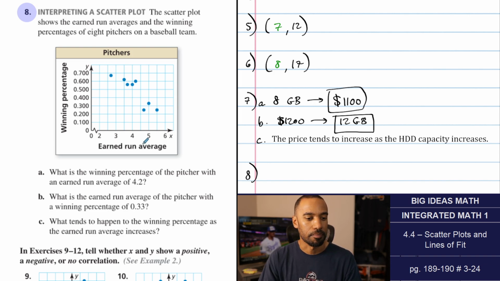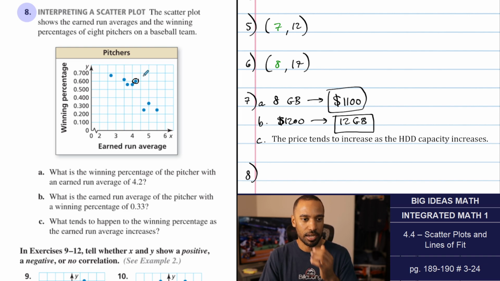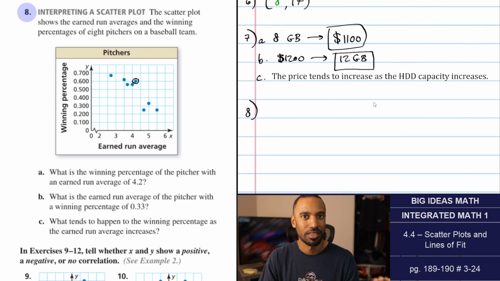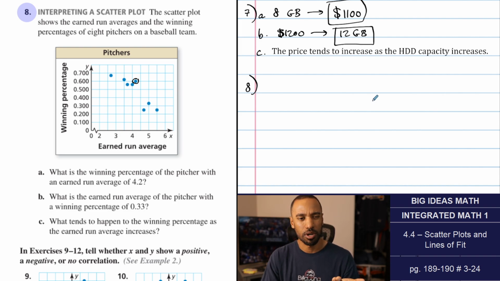Okay. So anyway, what is the winning percentage of the pitcher with an earned run average of 4.2? And normally they use 2 decimal places for ERA. They would say 4.20 generally. Okay, so 4.2. Here's 4. Here's 5. Here's 4.5. So the 4.2 must be this guy right here. So the pitcher's winning percentage looks to be 600. They don't say 0.660. They'd say a 600. Well, let's see. What would they say? I guess I'd say 600 winning percentage.